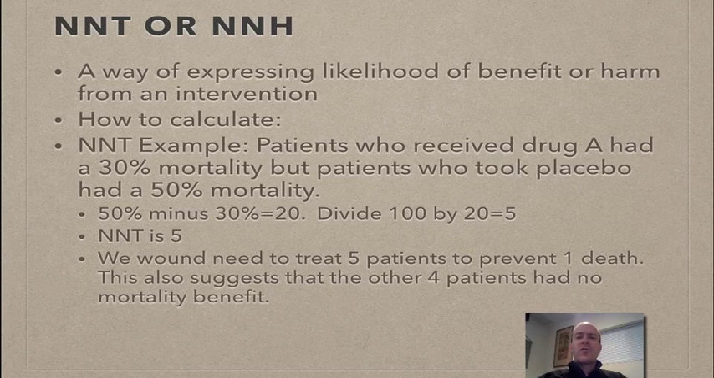So patients who received drug A had a 30% mortality, for example. But patients who took the placebo had a 50% mortality. So the benefit is 20%. 50 minus 30 gives you 20%. You take 100, you divide it by 20, and that gives you 5. In other words, the number needed to treat to have that mortality benefit is 5. We would need to treat 5 patients to prevent 1 death. This also suggests that the other 4 patients had no mortality benefit.